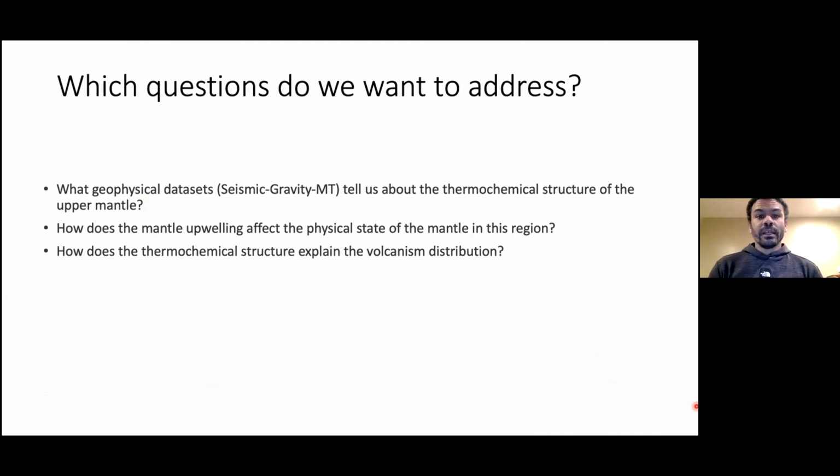Thermochemical structure here is in terms of thermal structure, so the variation of the geotherm from surface down to 380 kilometer depth, and the chemical structure is more about the bulk composition in terms of magnesium number. Because we know around the Tanzanian craton we have mantle upwelling, the main one is on the northern part in Ethiopia with the Afar region. So how does the mantle upwelling affect the physical state of the region in terms of temperature and composition? And also what the thermochemical structure can explain the magnesium distribution around the Tanzanian craton.